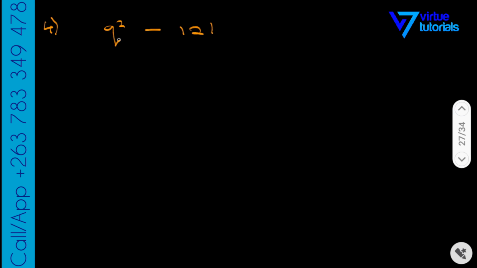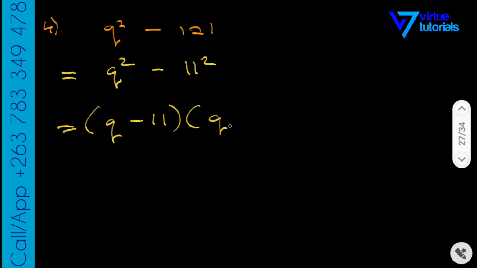Last, q squared minus 121, right? This is the same as q squared minus 11 squared, right? So I take my root numbers now, q minus 11, and then q plus 11, factorized. So that's the difference of two squares. Very easy as long as you're able to identify these.